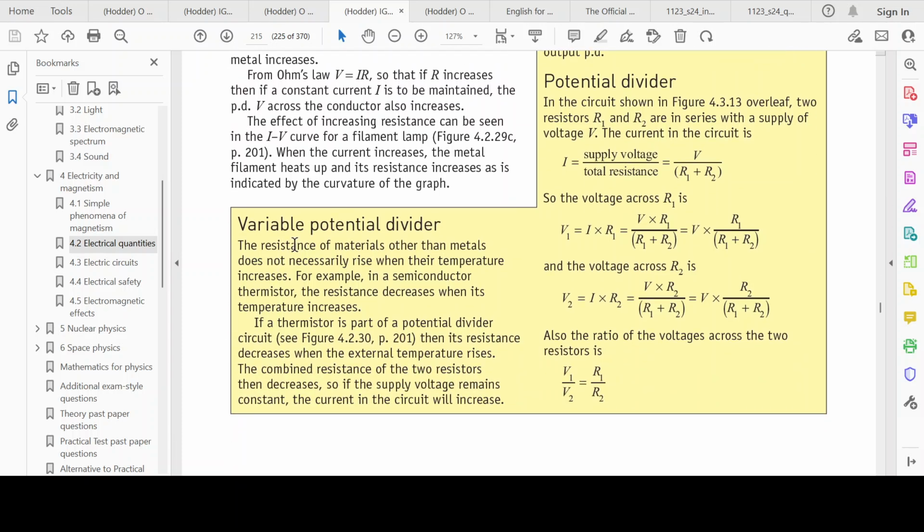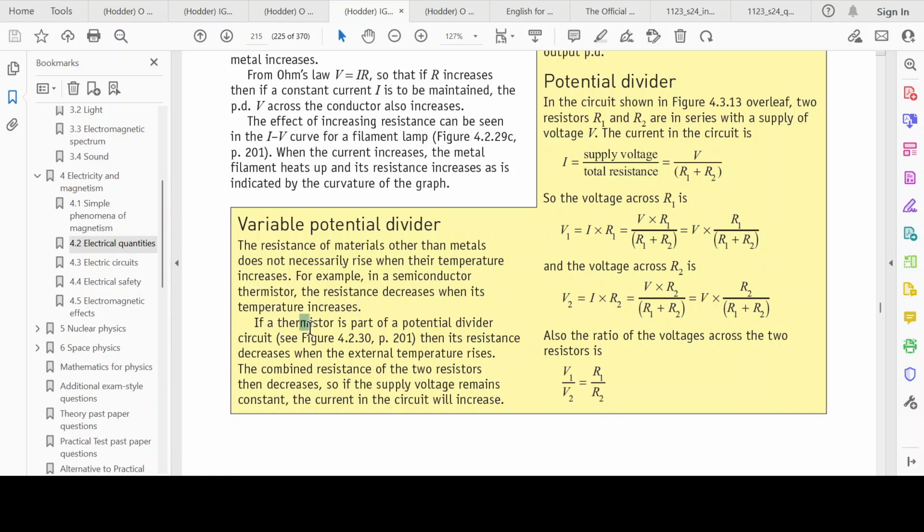Then here they're talking about a variable potential divider. So a potential divider is a device that can split the potential difference across different components or branches of a circuit. The resistance of materials other than metals does not necessarily rise when their temperature increases. In some cases, such as a semiconductor thermistor, the resistance actually decreases when the temperature increases.